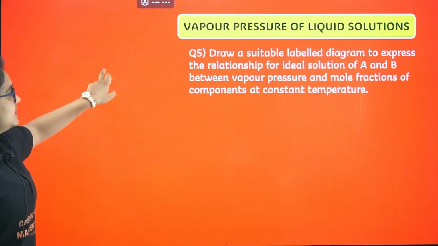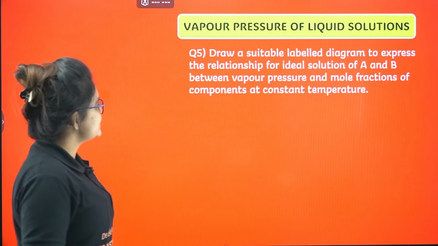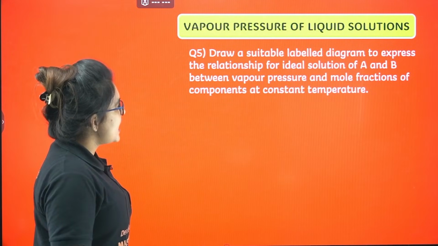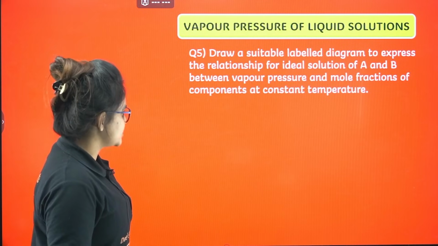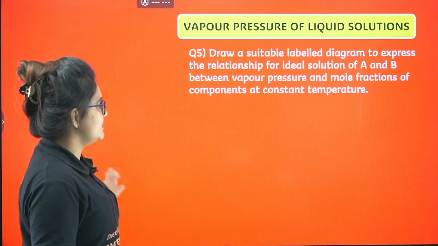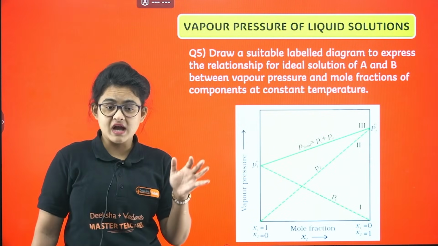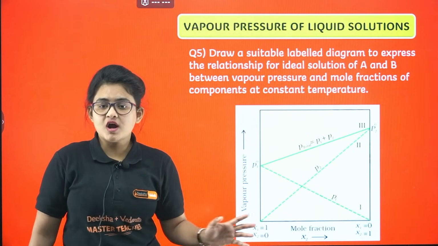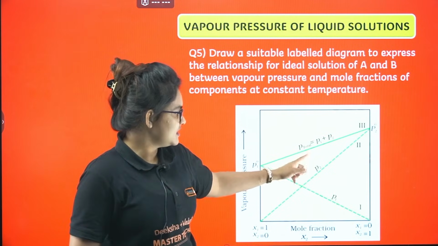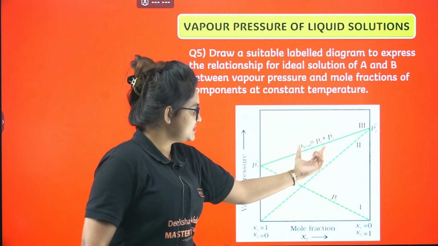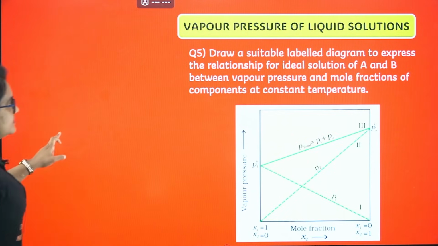Let's proceed further. Now they are asking to draw a suitable labeled diagram to express the relationship for an ideal solution of A and B between vapor pressure and mole fraction of the component at constant temperature. Basically they are asking to draw the diagram for the ideal solution in accordance with Raoult's law. So here you can see vapor pressure versus mole fraction like this. If you join this intercept you will get the total pressure. Okay, that's it. Let's proceed.